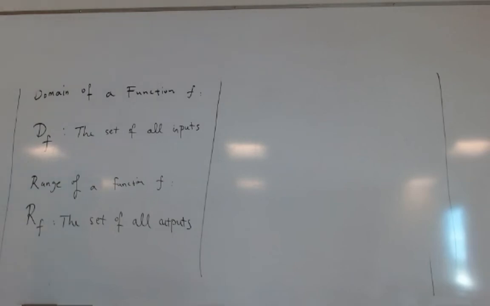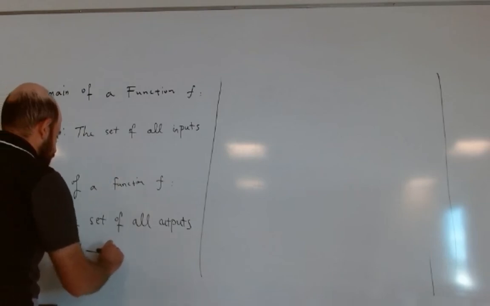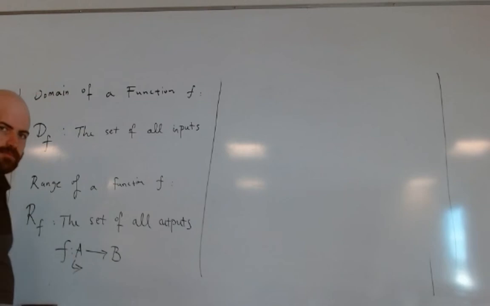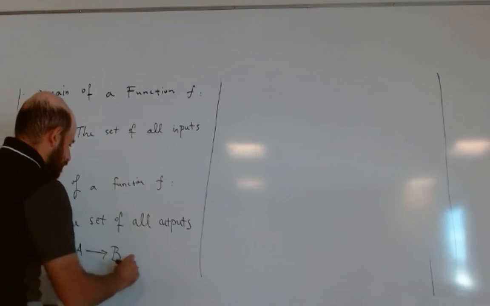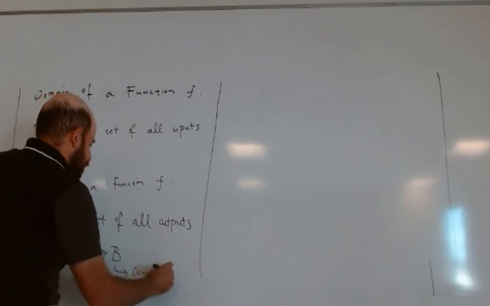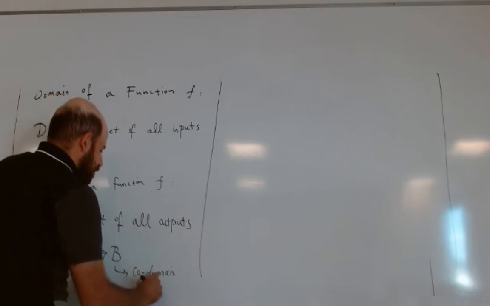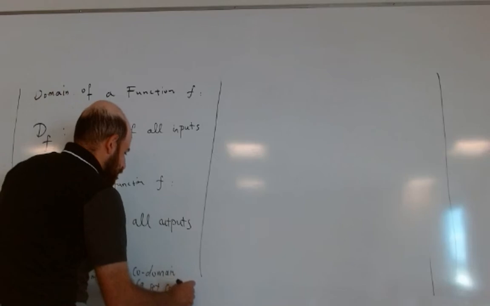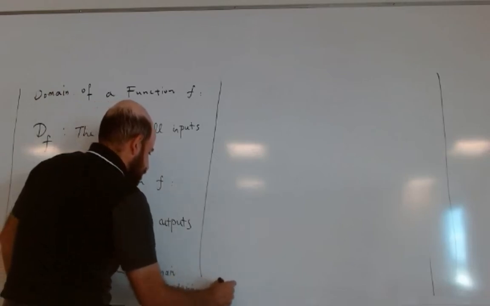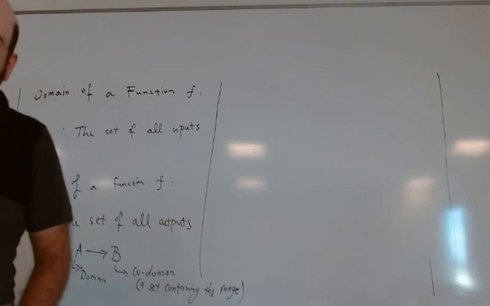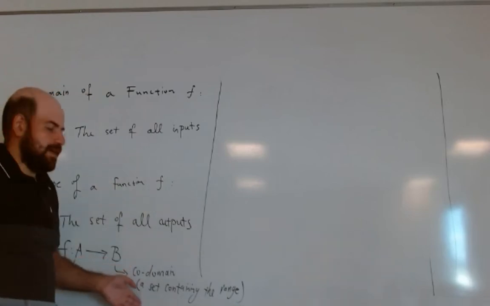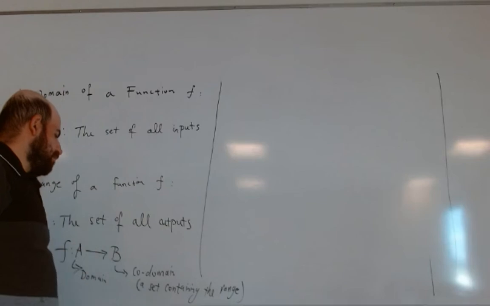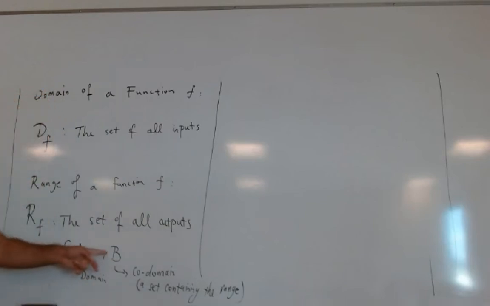And another notation that is normally used is if you use the notation F from, let's say, A to B, like this. So A here is the domain, and B here is called the codomain. What is the meaning of codomain? It means a set containing the range. It could be the range itself or something bigger than the range. And in that case, this is called a codomain. So this is the notation. We say F from A to B.